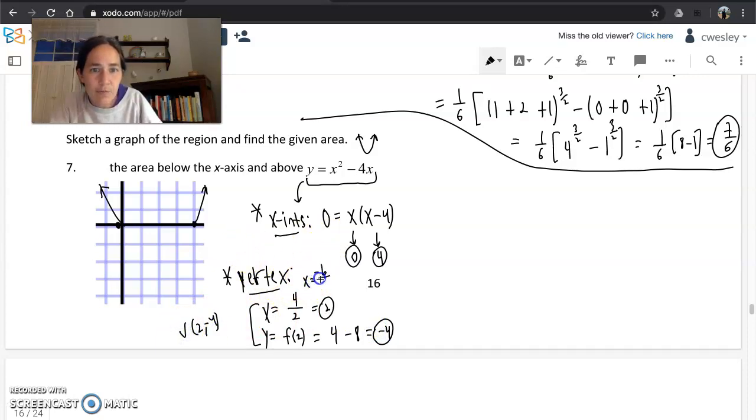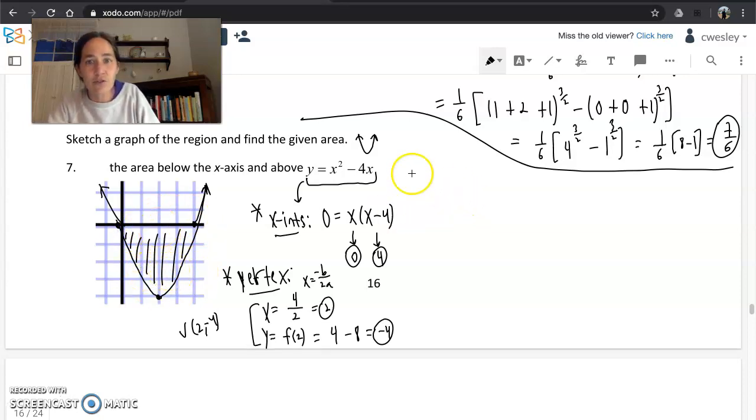x equals negative b over 2a. And you just get a better picture of this. 2 comma negative 4 is the vertex. So not the prettiest parabola that I've ever graphed, but now I have a good sense of what the area looks like. I have a great sense that I'm going to get a negative solution for this.